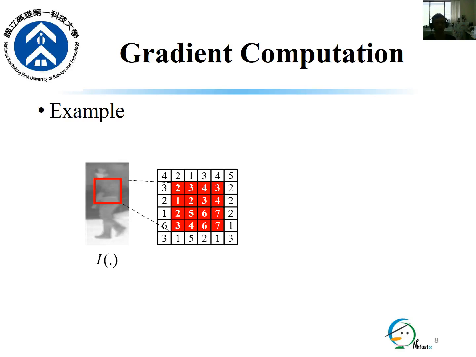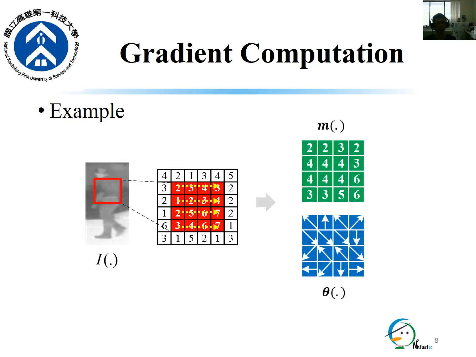For each point in the block, we compute its gradient magnitude and orientation one by one. Then we can obtain the gradient magnitude and orientation of this block. Having magnitude M and orientation theta in hand, we next talk about how HLID describes the texture of this block.